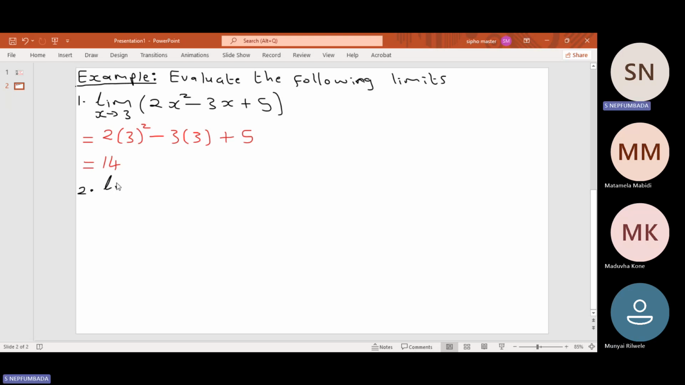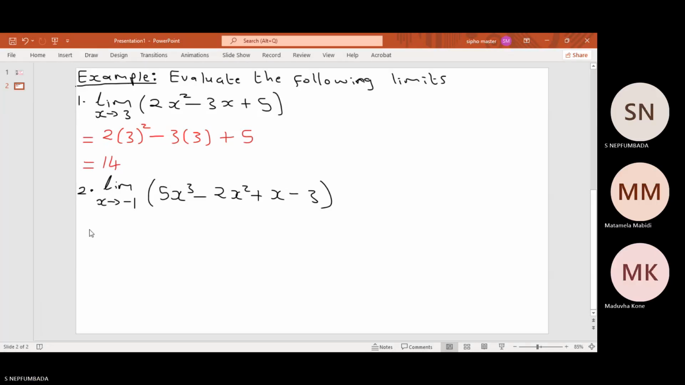Yeah. So let's say we've got the limit of x approaching -1 of the function 5x cubed minus 2x squared plus x minus 3. So we're going to do a direct substitution. By doing so, we're going to have 5 into what? Where there's an x, we substitute with -1.